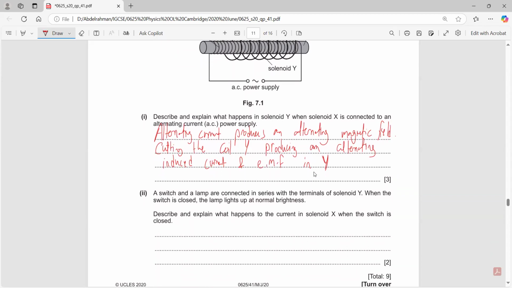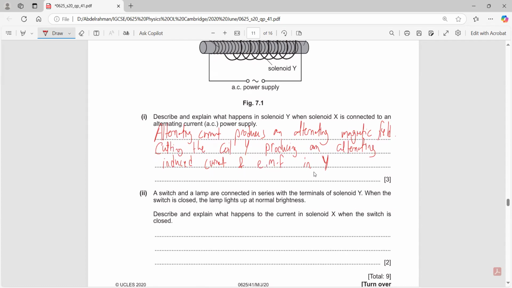A switch and a lamp are connected in series with the terminals of solenoid Y. When the switch is closed, the lamp lights up at normal brightness. Describe and explain what happens to the current in solenoid X when the switch is closed.